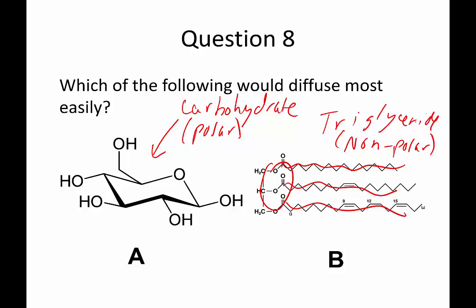Again, the hydrophobic tails of the phospholipids are so long compared to the hydrophilic heads. So in this case, B is the correct answer. A triglyceride passes through the plasma membrane much more easily than a carbohydrate, again because the triglyceride is nonpolar or hydrophobic.